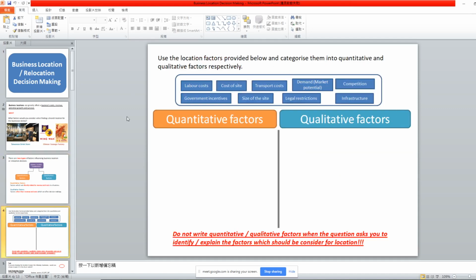So last week we were up to here, right? I asked you to identify the boxes here into different categories. So now let's go through each of them. For labor costs, where did you put it? Did you put it in quantitative factors? Yes. But here's the question: why labor costs? They are also a factor we have to consider when we are locating our business.